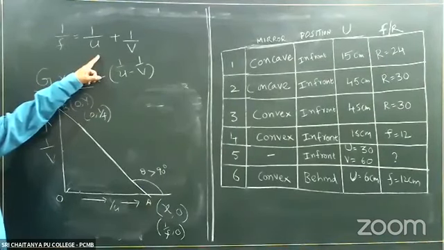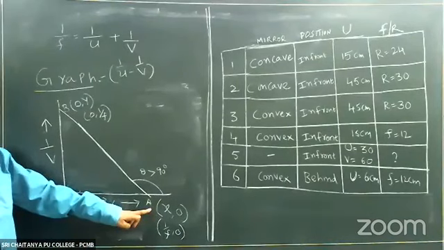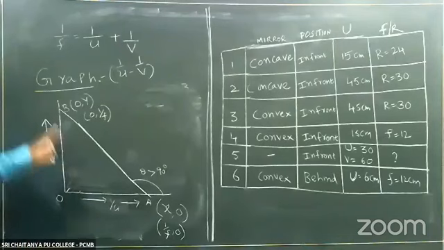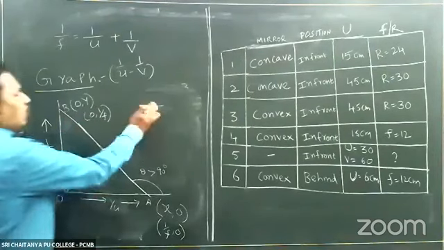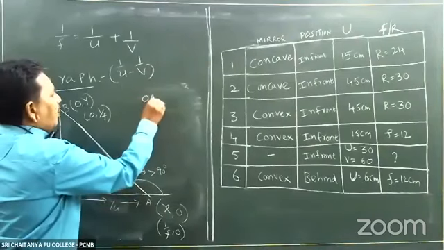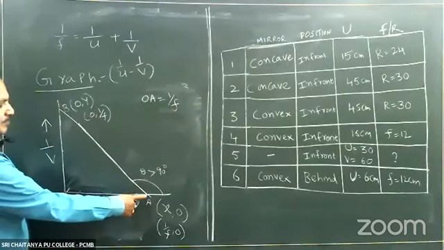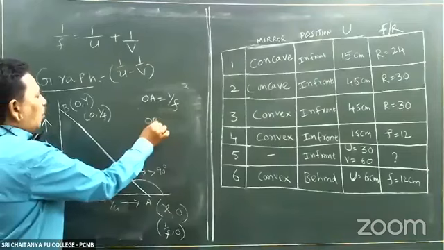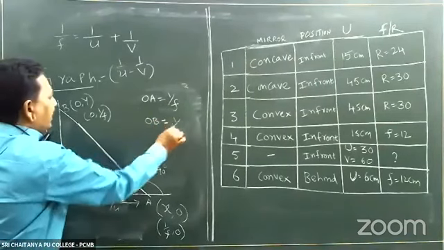1 by F is equal to 1 by V plus 1 by U. Then we will get the A coordinates (1 by F, 0) and the B coordinates (0, 1 by F). What is the value of OA? OA is equal to 1 by F, from here to here, the x coordinate. What is the value of OB? OB is from here to here, that is equal to 1 by F.